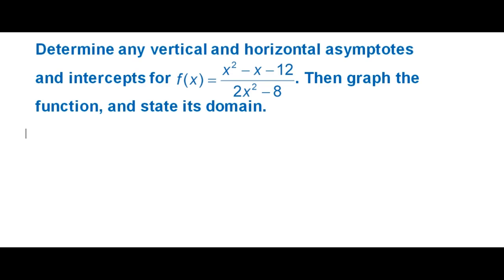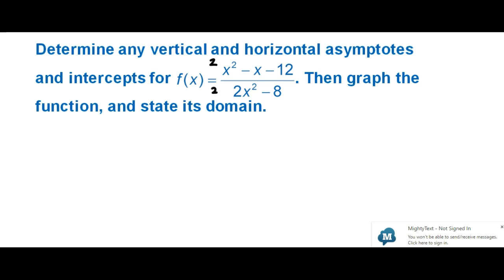Alright, this lesson piggybacks off the previous tutorial, and we're still going to be finding the vertical and horizontal asymptotes, as well as the intercepts for this function. This is one we haven't done before, where the degree of the top is the same as the degree of the bottom. So the degree on the top is 2, the degree on the bottom is 2.